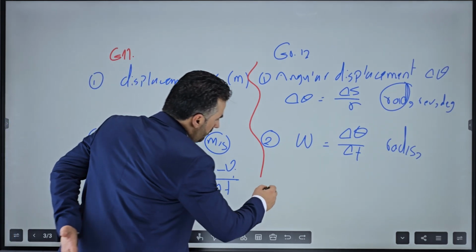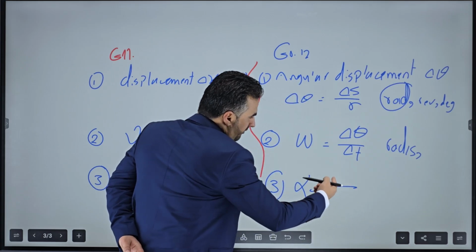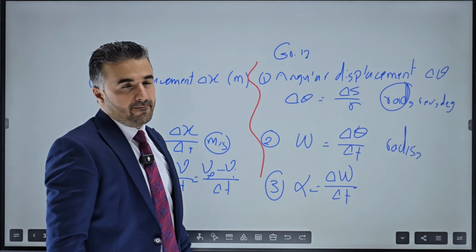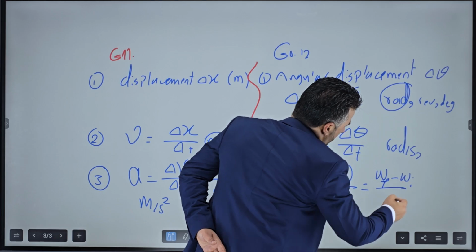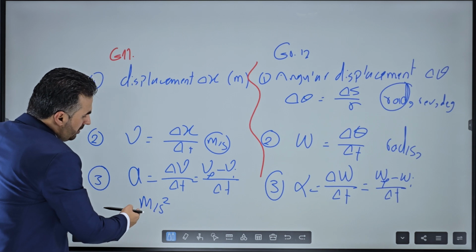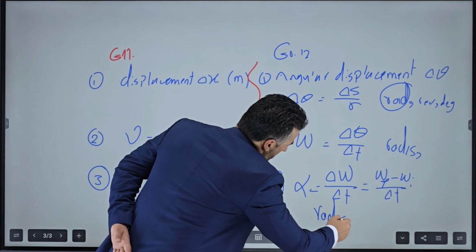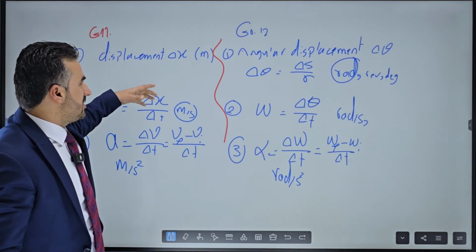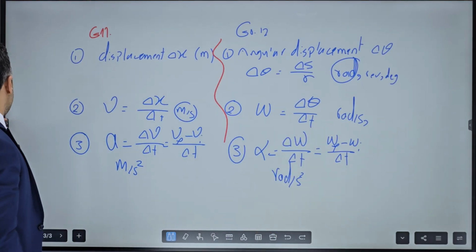But here, because we're dealing with angles, we have angular acceleration. It can be found using change in angular speed divided by delta time. Well, if we don't have the change in angular speed, we can say omega final minus omega initial divided by delta time. And what is the unit of angular acceleration? This one was meter per second squared. So what do you think about this one? It has to be radian per second squared. So once again, these are the linear quantities, and these are the angular quantities that we'll be dealing with this year.